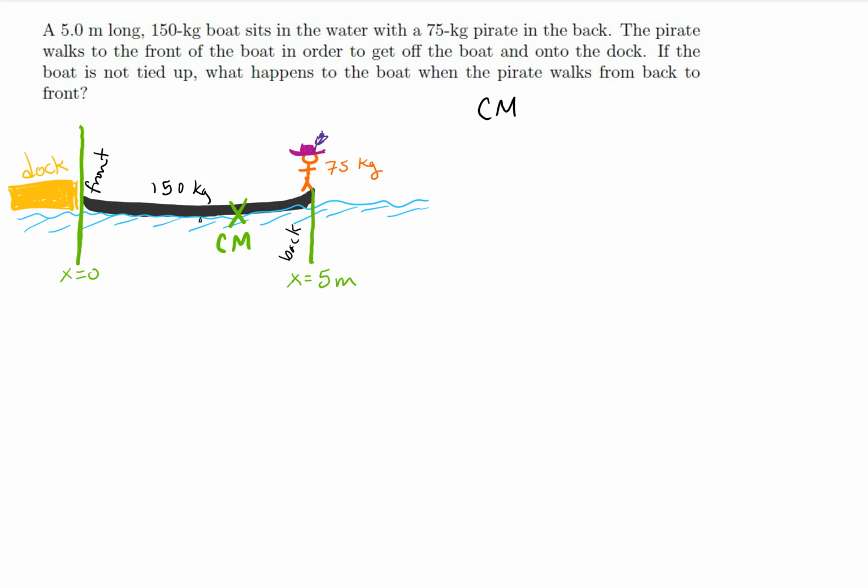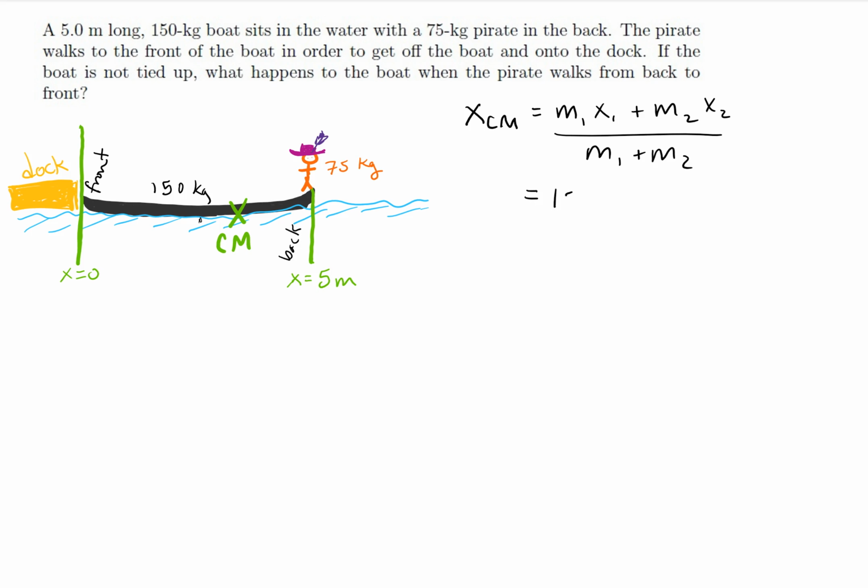And we can calculate exactly where the center of mass is by using the formula: m1 x1 plus m2 x2 over m1 plus m2, where m1 and m2 are the mass of the boat and the mass of the pirate, and x1 and x2 are the position of the boat and the position of the pirate.